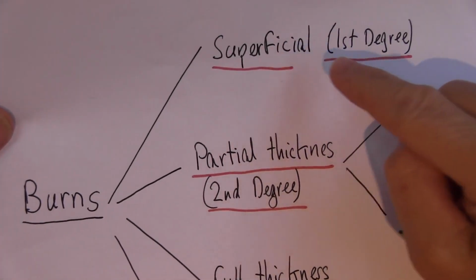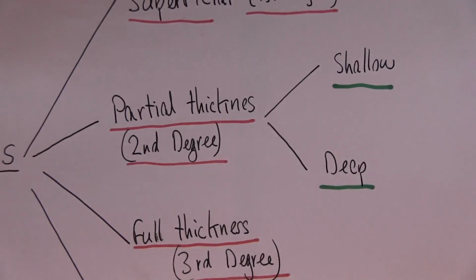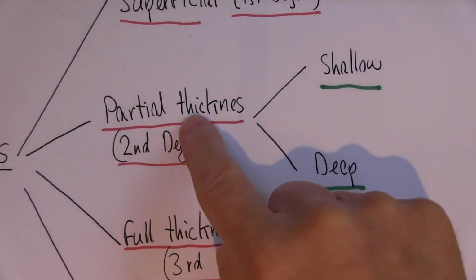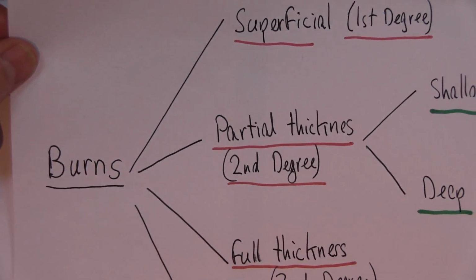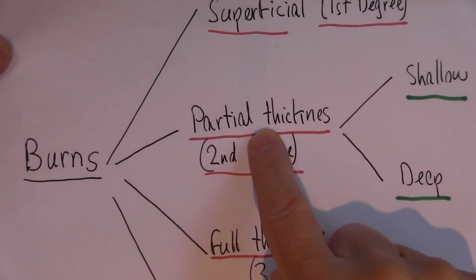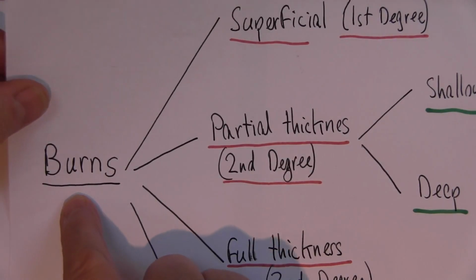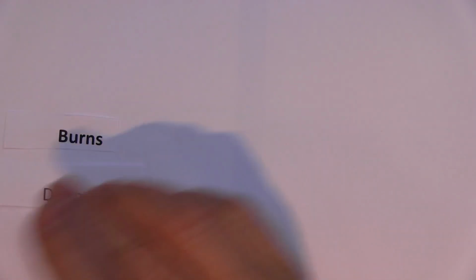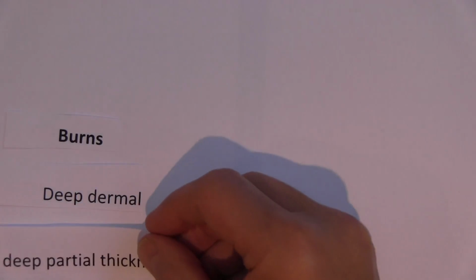So we've looked at superficial and we've started looking at partial thickness burns, and we've just looked at shallow partial thickness burns. Now we want to look at deep partial thickness or second degree burns. And these are burns that are going to go deep into the dermis. So they are deep dermal burns. Deep dermal. They're still partial thickness, but they're deep partial thickness burns.